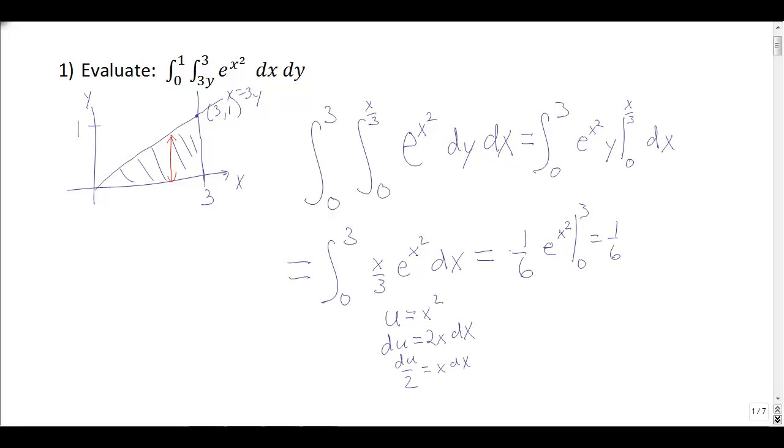So we get 1/6. We do e to the 9th. We plug in x equals 3. We plug in x equals 0. We get a 1, so e to the 9th minus 1. So our value is 1/6 times e to the 9th minus 1. Next question.